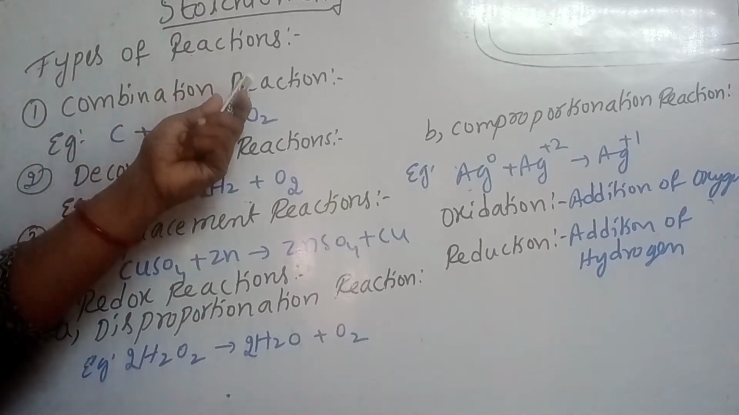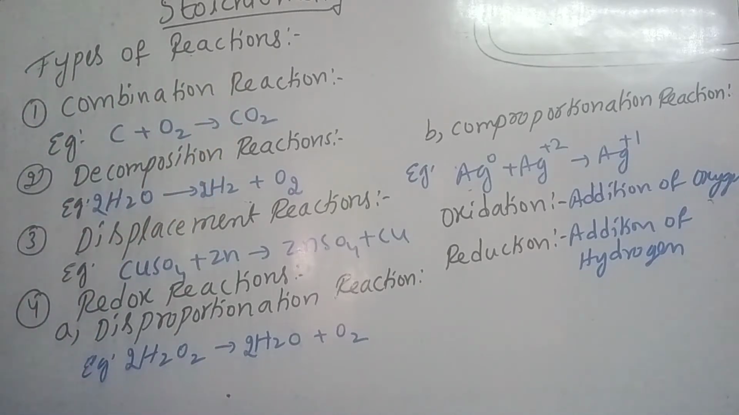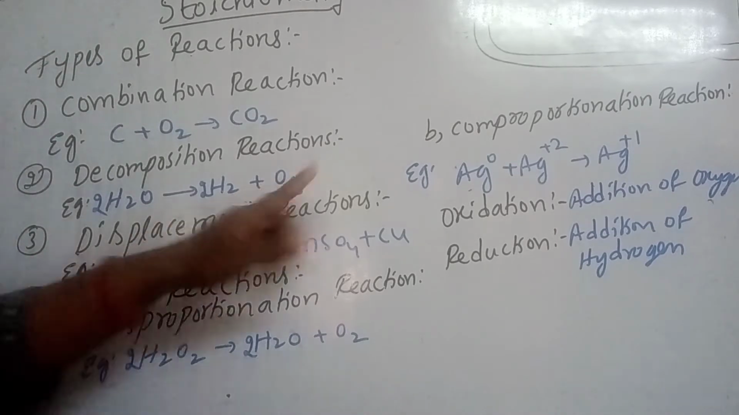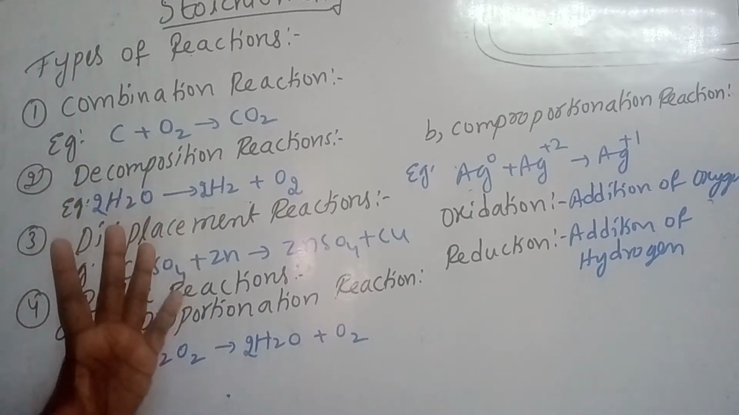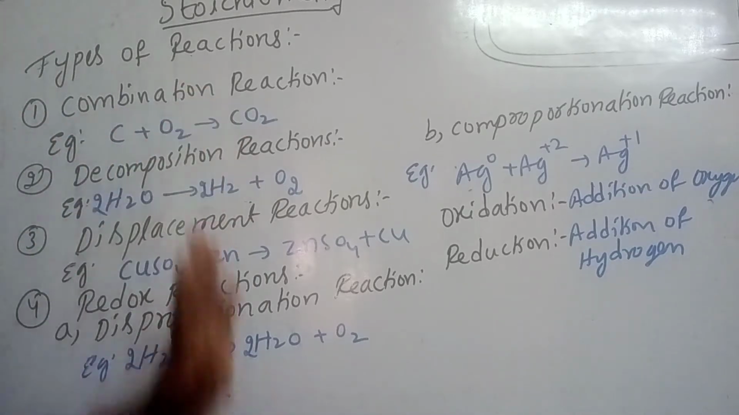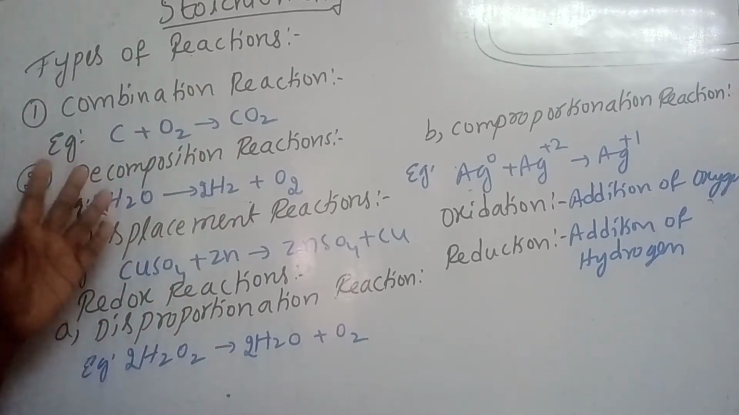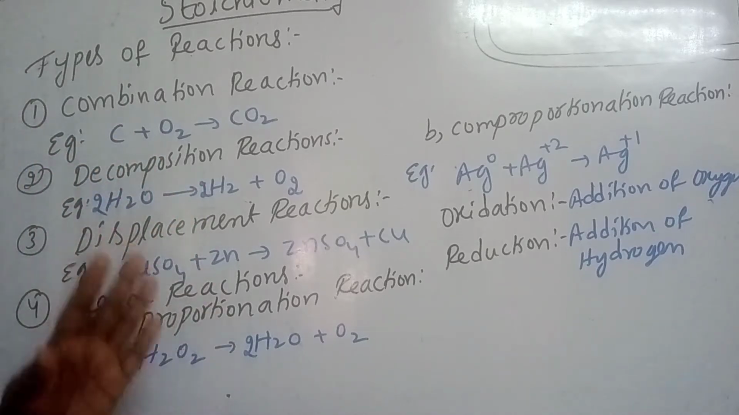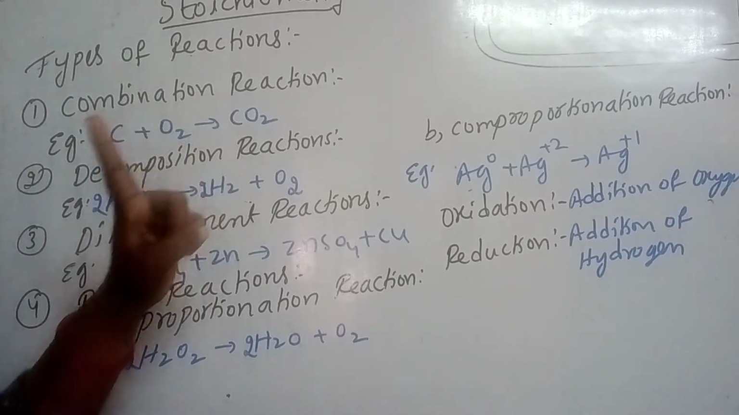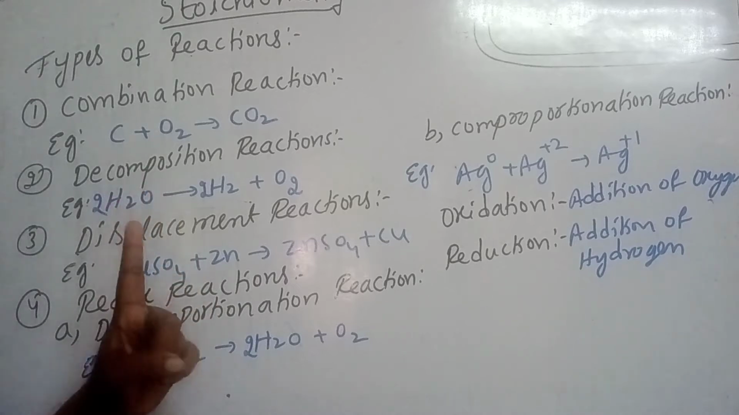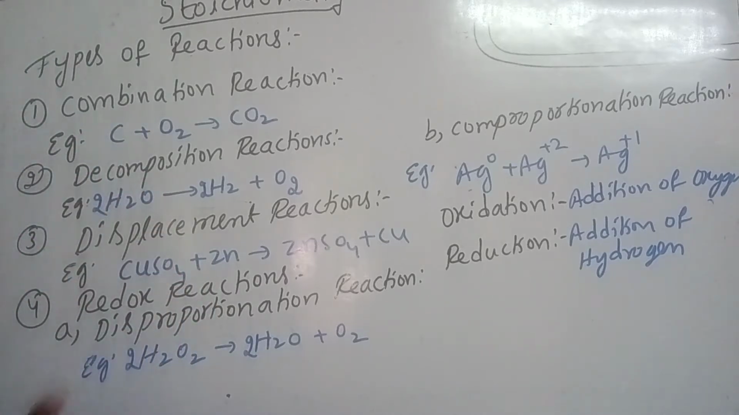Next one is types of reactions. This is also important. We have totally 5 types: 1, 2, 3, 4, 5. First one is combination reaction. Combination means two or more components combine together to form a single product only. A single product is called a combination reaction.